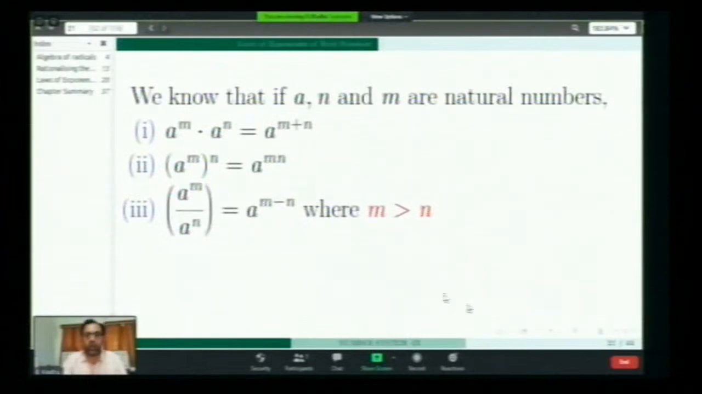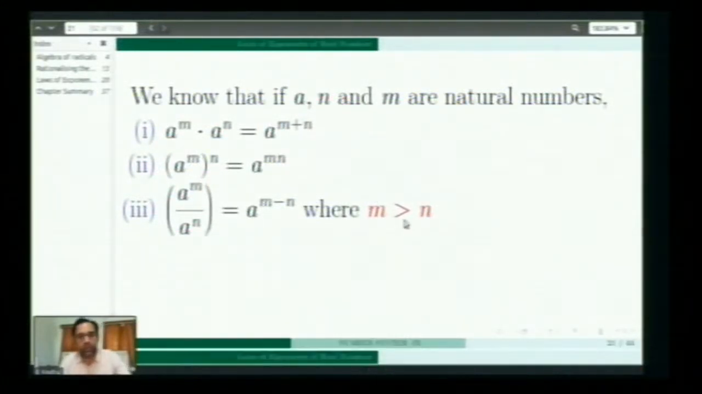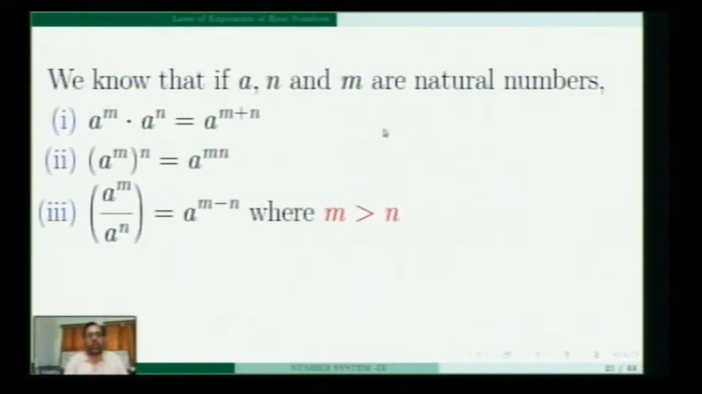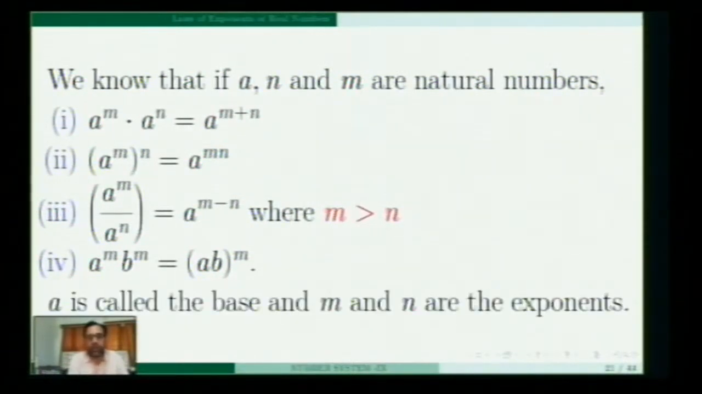These are the laws of exponents which you already know. a, m, n are natural numbers. a to the power m times a to the power n is a to the power m plus n. a to the power m whole power n is equal to a to the power mn. a to the power m divided by a to the power n is equal to a to the power m minus n. Here you should be very careful. This is valid only when m is greater than n. a to the power m times b to the power m is equal to ab whole power m. Here we call a the base, and m and n are exponents.